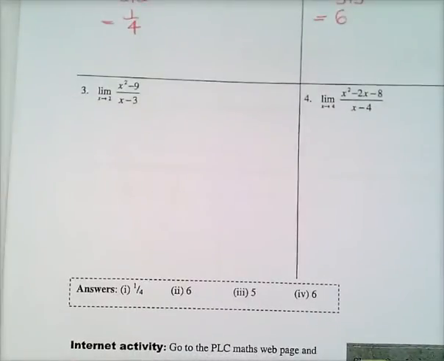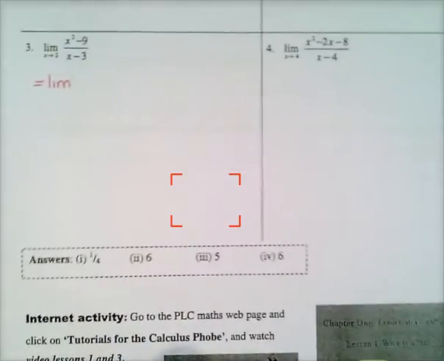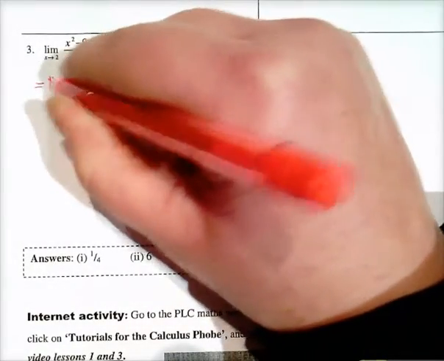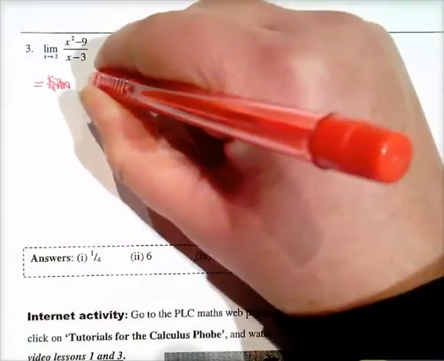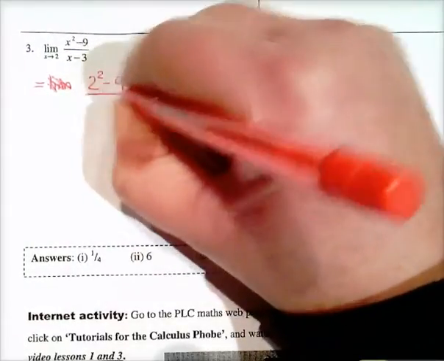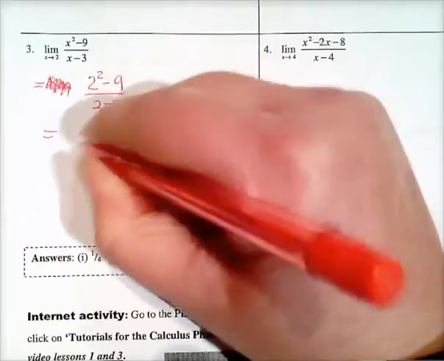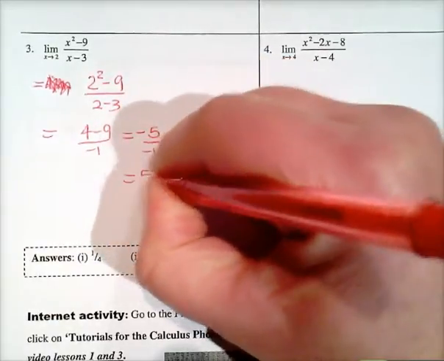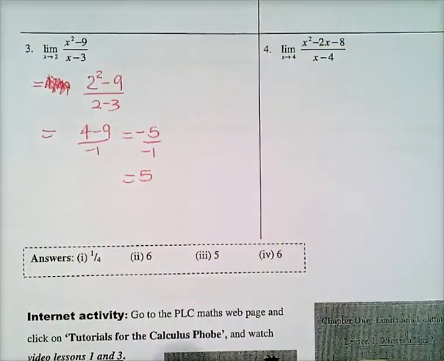Now for part 3. Having a close look at the next one, it's the limit as x approaches 2, so I can just do the substitution straight away because my denominator will not equal 0. Putting 2 in straight away, I get 2 squared minus 9 over 2 minus 3. Notice I've dropped the limit notation once I've done the substitution, so I get 4 minus 9 over negative 1, which is negative 5 over negative 1, which gives me an answer of 5. So with that one, we did not need to do the factorizing and the cancelling.